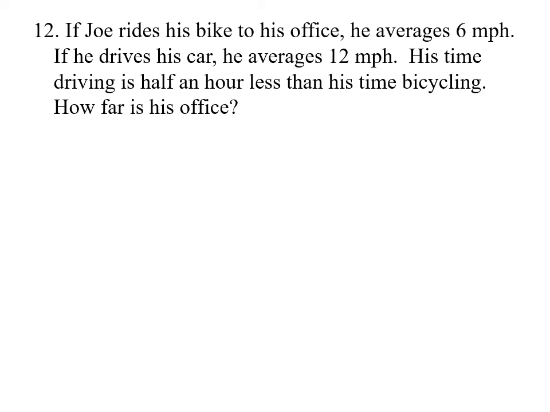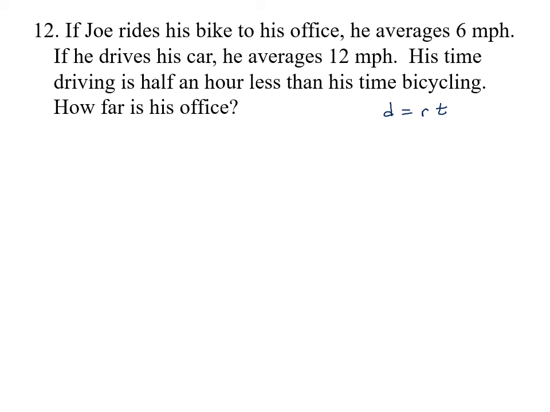And so this one's a little different than the rest of them. Notice it doesn't really say total time in the problem or same time in the problem, but it's still a distance rate time problem. Your distance is always equal to your rate times your time. And so what we have here is he rides a bike to his office, he goes 6 miles per hour. He drives a car, he goes 12 miles an hour. But the thing to remember is the distance from his starting point to his office is going to be the same whether he drives or he bikes.